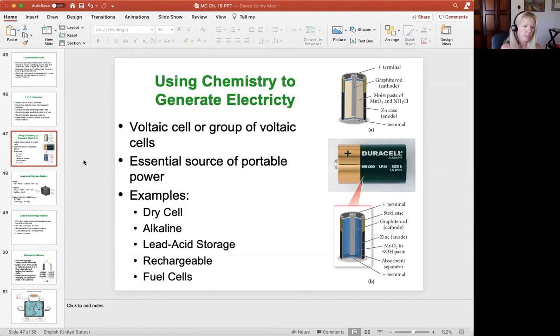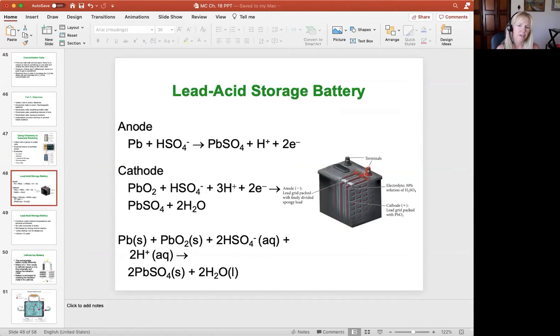Lead acid storage. So these are batteries. This might look familiar. This is what you would have in your traditional car as a car type battery, a lead acid storage battery. And these are 6 electrochemical cells in sequence. Your lead acid storage is not just one, it's actually 6 kind of batteries all in one.